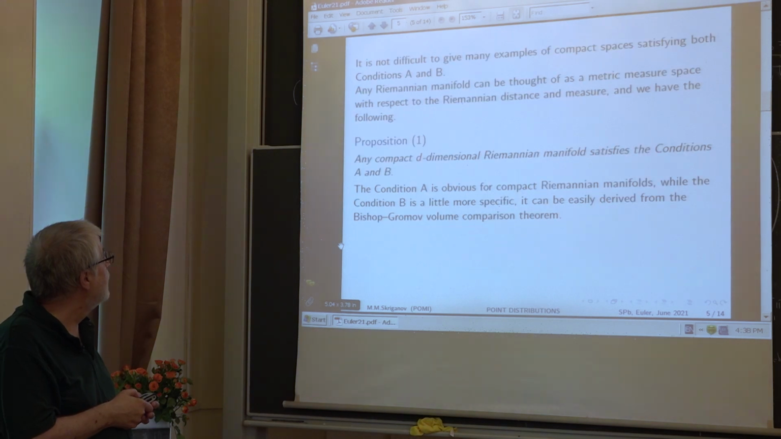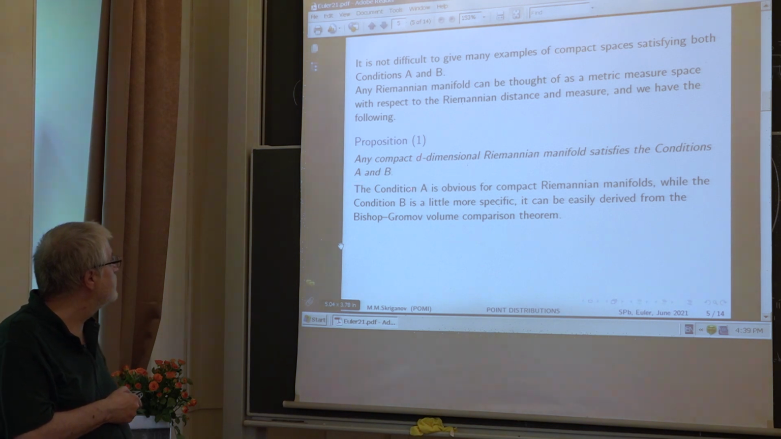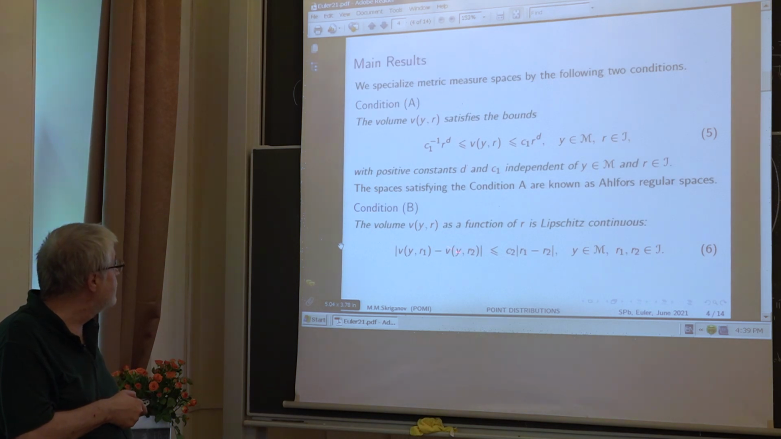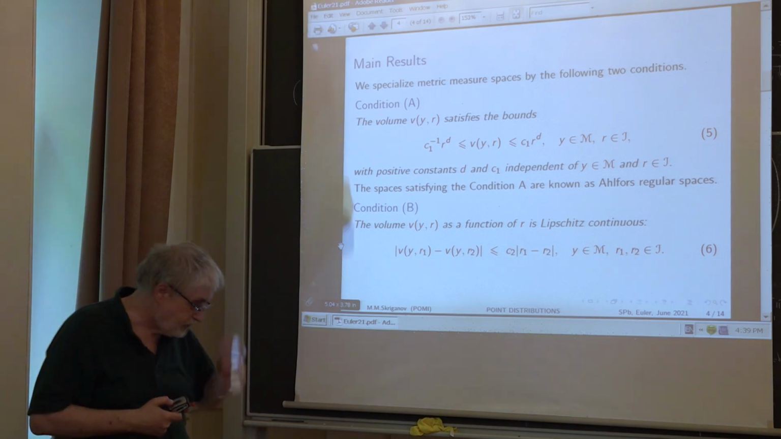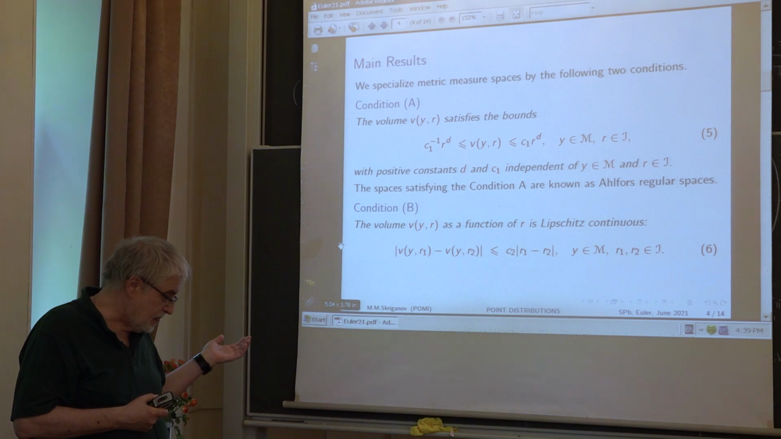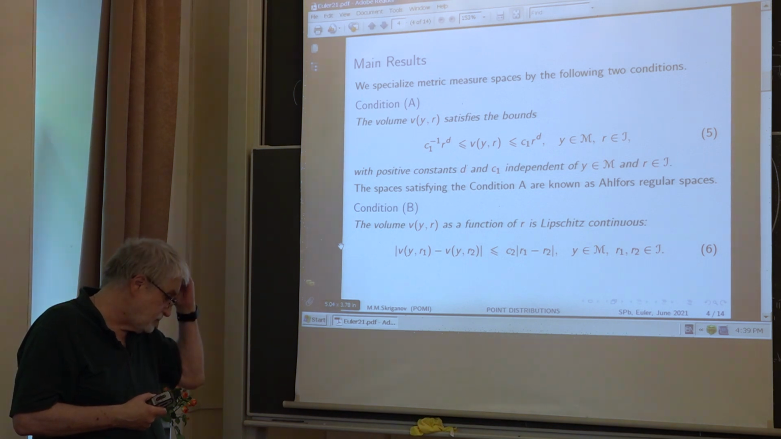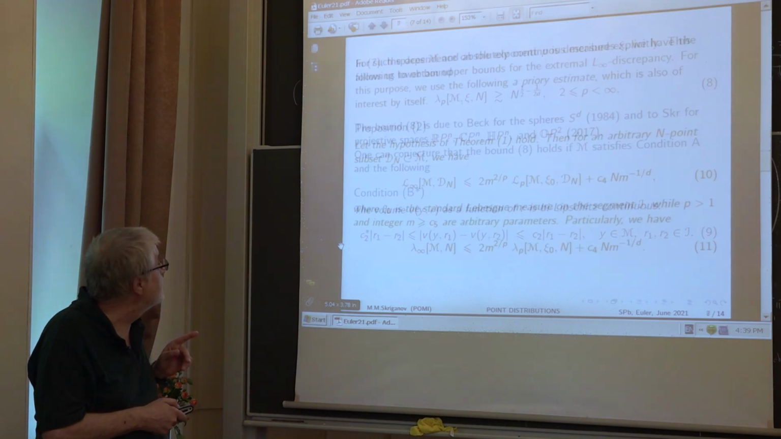So it remains to prove that Riemannian manifolds satisfy the conditions A and B, especially the condition B should be checked. Actually, the message of this consideration is the following: just a moment.